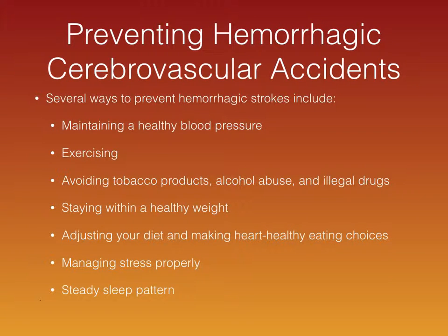To prevent hemorrhagic cerebral vascular accidents, it's important to maintain a healthy blood pressure, exercise, avoid tobacco products, alcohol abuse, and illegal drug use, staying within a healthy weight, adjusting your diet, and making heart-healthy eating choices, managing your stress properly, and having a steady sleep pattern.